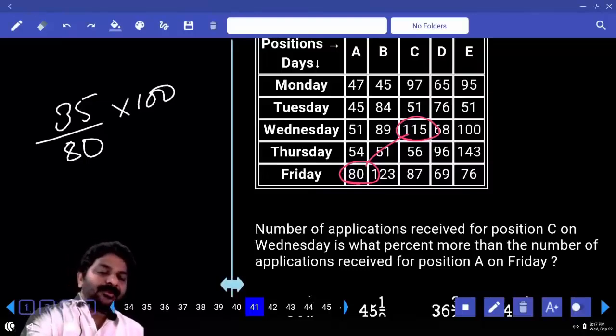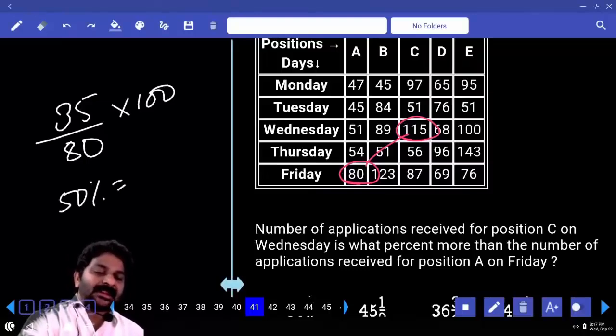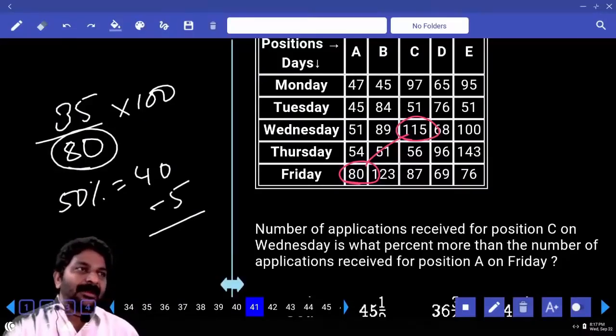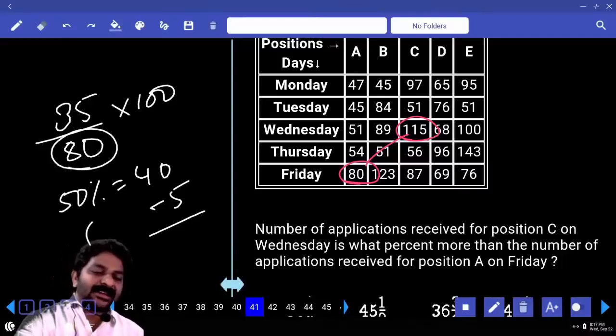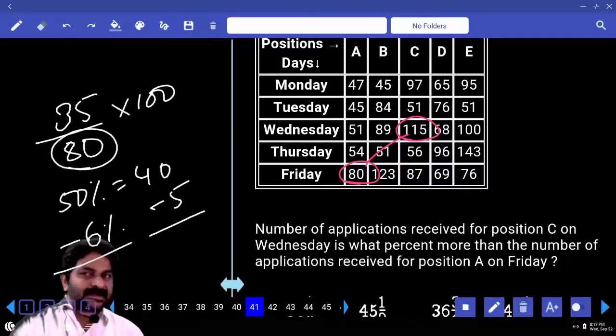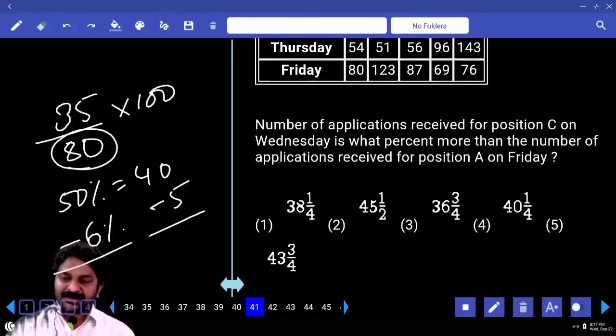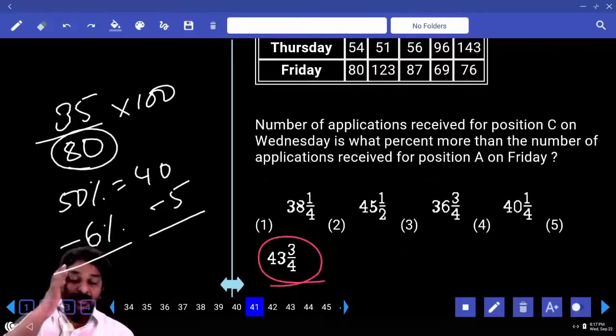So now 50 percentage of the denominator is equal to 40, but we have to subtract 5 more. That is more than 5 percentage of the denominator. More than 5 percentage, let me approximately treat it as 4%. Then the answer would be nearby 44%. The answer should be close to 44 percentage. How many options are close to 44? Only one. Fifth option, final.